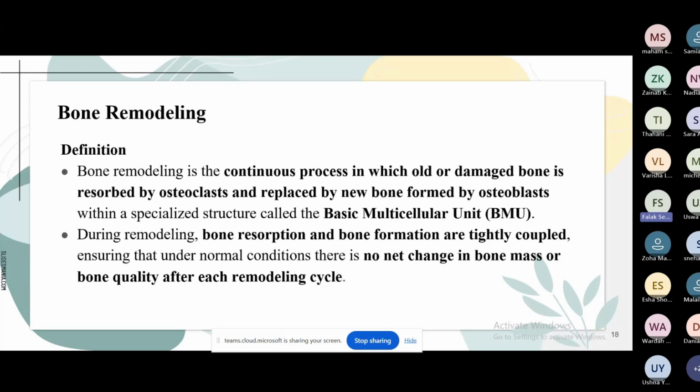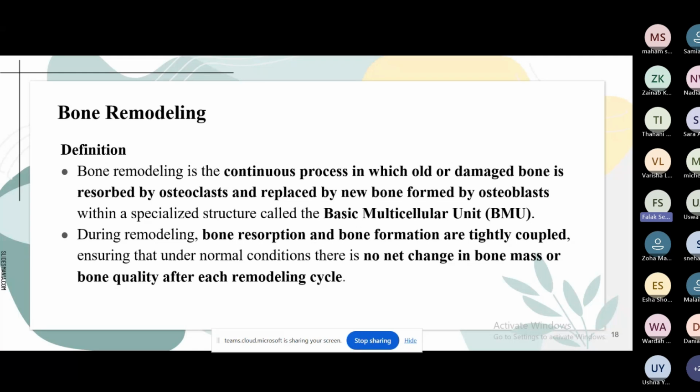While in bone modeling, what was happening? The processes take place simultaneously or independently of each other. Means at some area you will find bone resorption, and in another area you can also find bone production. But in bone remodeling, this is a continuous process in which first the old and damaged bone is removed. Later on, osteoblasts are responsible for the formation of the new bone, and all of this takes place at a specialized structure known as the basic multicellular unit.